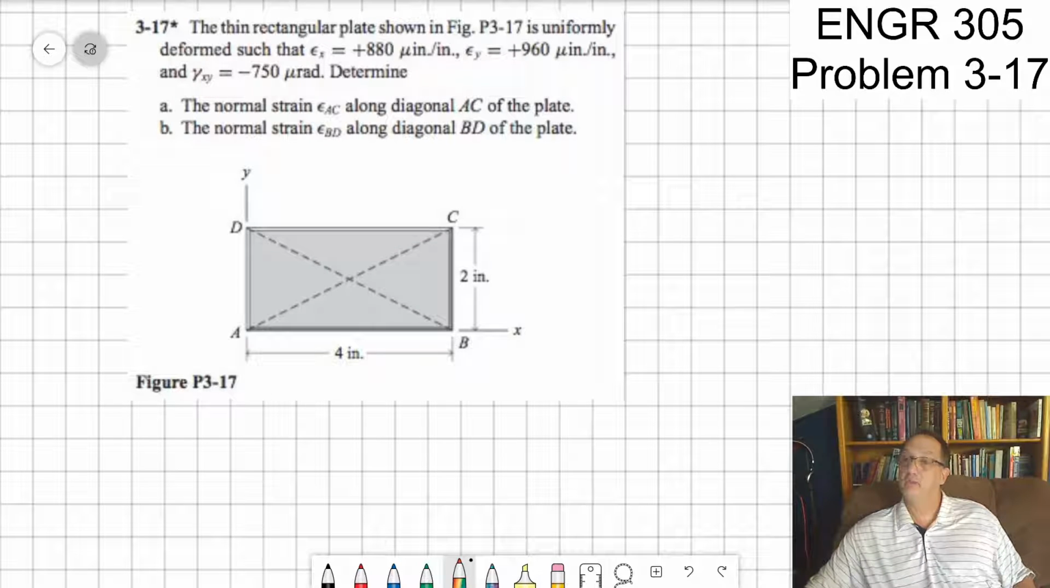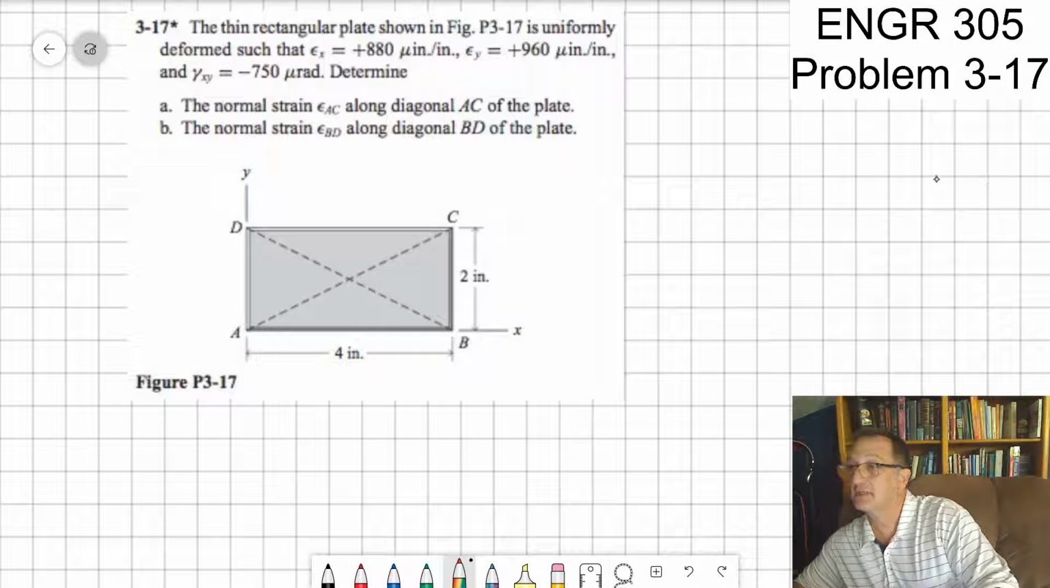317, the thin rectangular plate shown in figure 317 is uniformly deformed such that the strain in the x direction. So what am I going to do? I'm going to start writing these things down. So let's see, I'm going to write them over here.